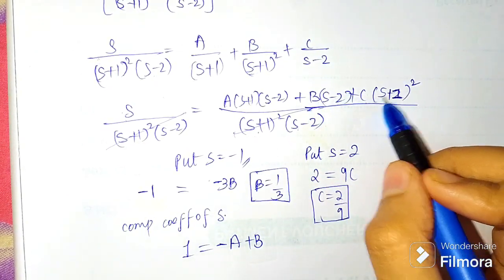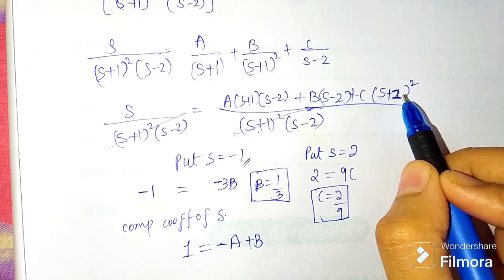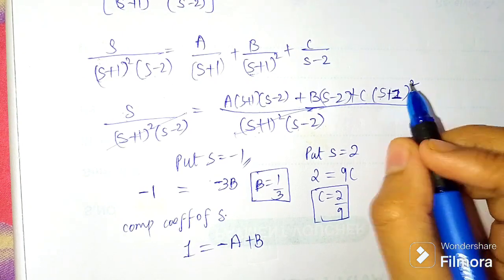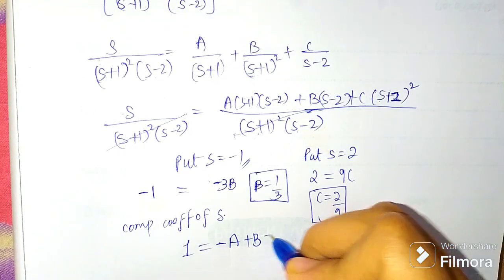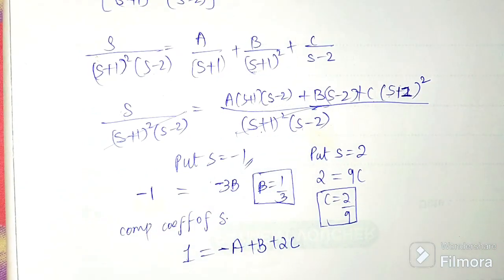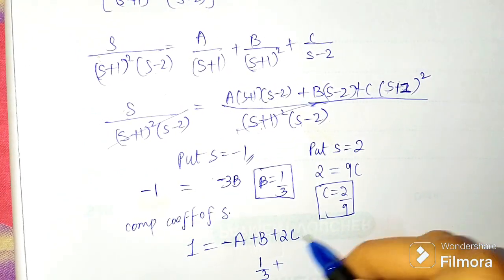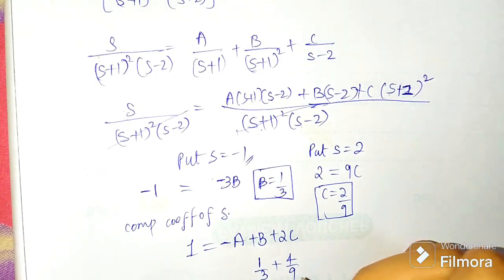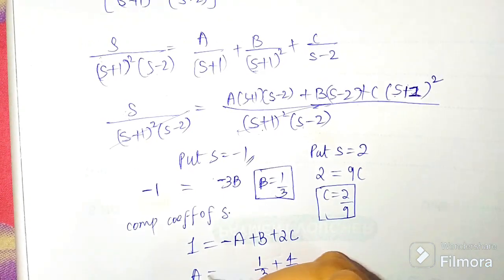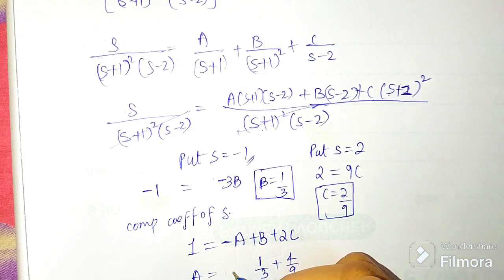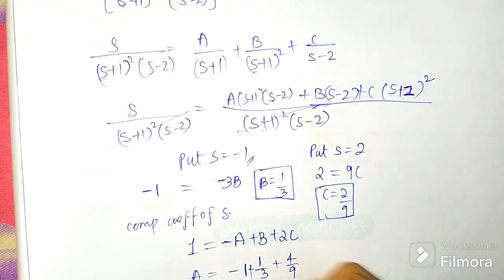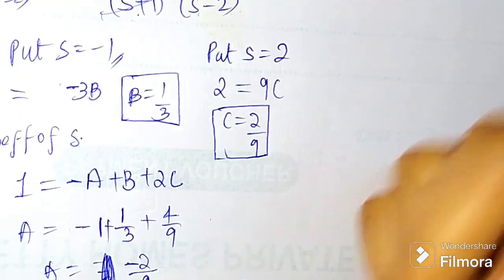bs. Next you'll get s squared plus 1 plus 2s. You'll get the 2s coefficient, so 2c you'll get. So from this we'll get b by substituting 1 by 3, and c by substituting 2 by 9, so 4 by 9. That will go to that side and this comes to this side. So minus 1 plus this value, minus 2 by 9, is the value of a.